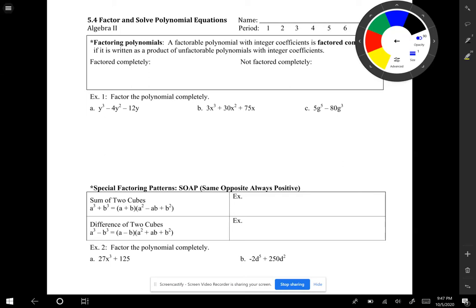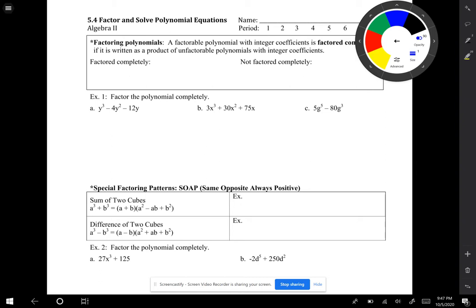Hello, Algebra 2 students. Today we are going to do 5.4 notes called Factor and Solve Polynomial Equations. So last time we factored was in section 4.4 when we learned how to factor x squared plus bx plus c. So that was a quadratic in standard form, and we made an x factor chart. Then we also learned how to do it when a was not 1 and it was any number other than 1. We're going to do something similar, but this time we're going to factor polynomials.